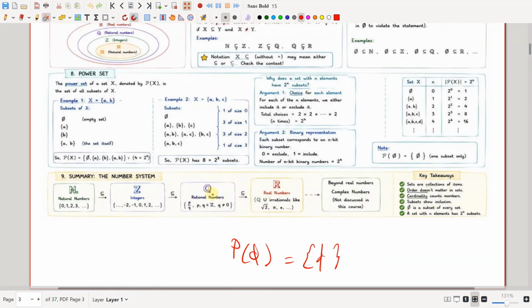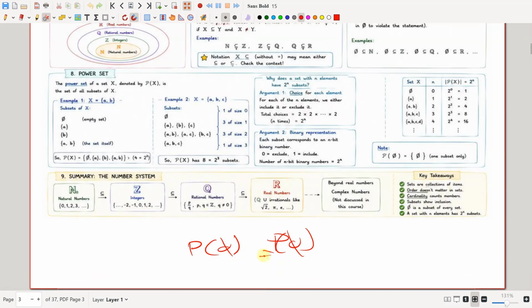Okay, see here, note this. P of empty set will be a set of empty set, which means that is one subset. So understand this, do not confuse with this. Power set of an empty set will be also again an empty set.